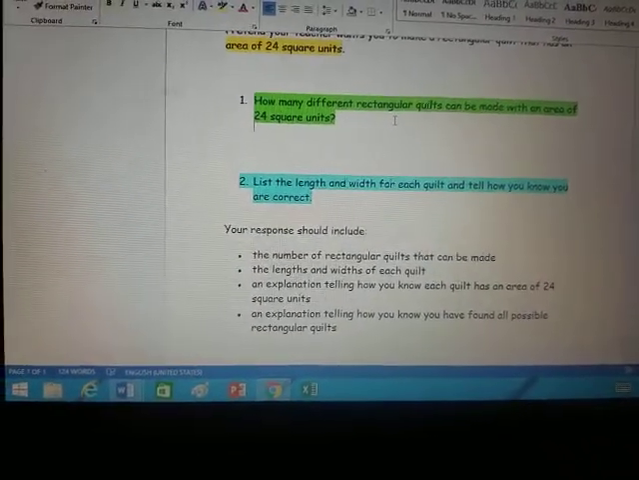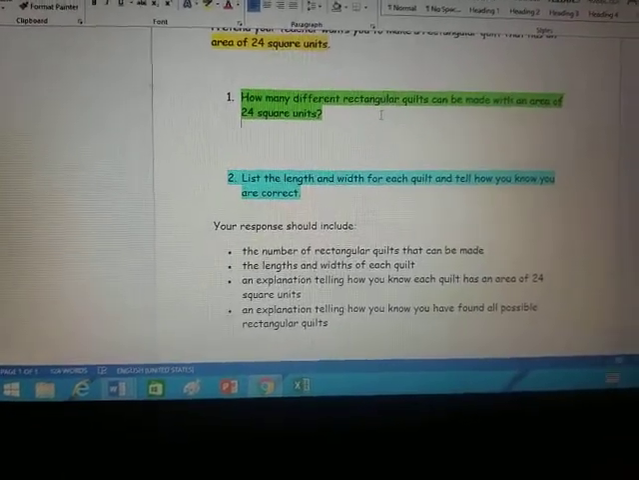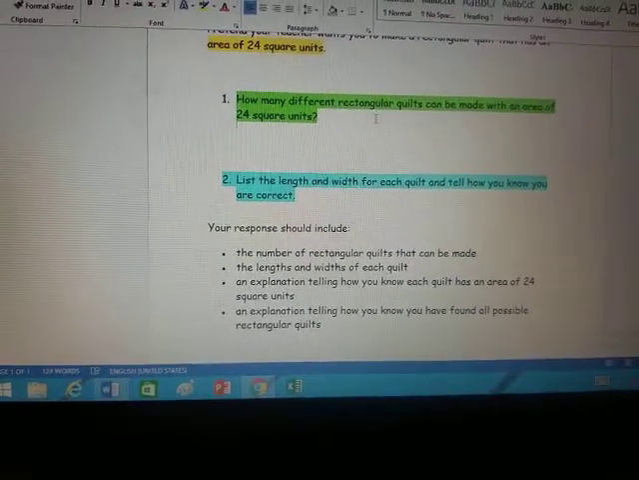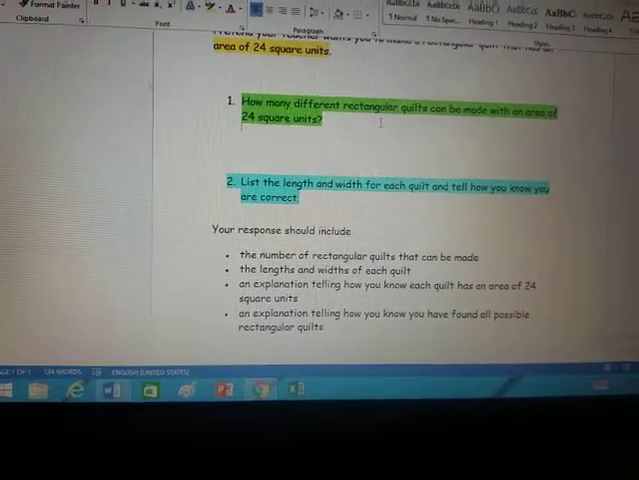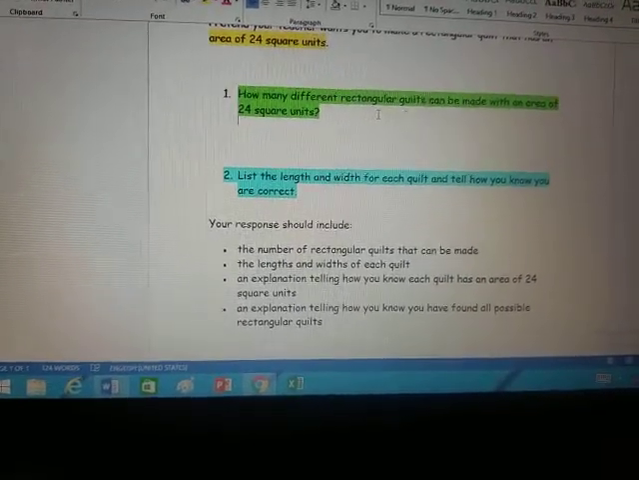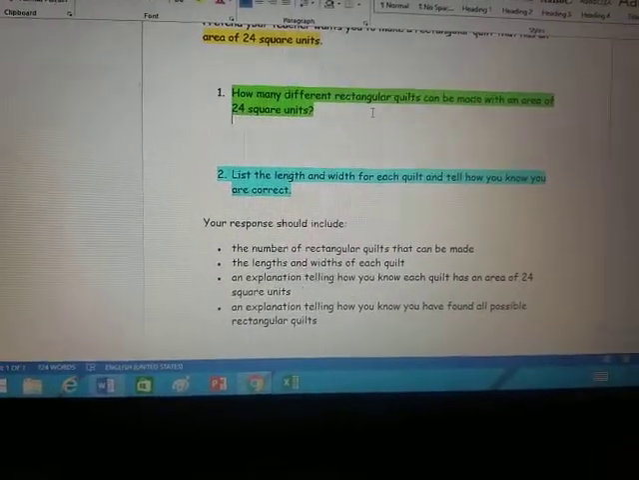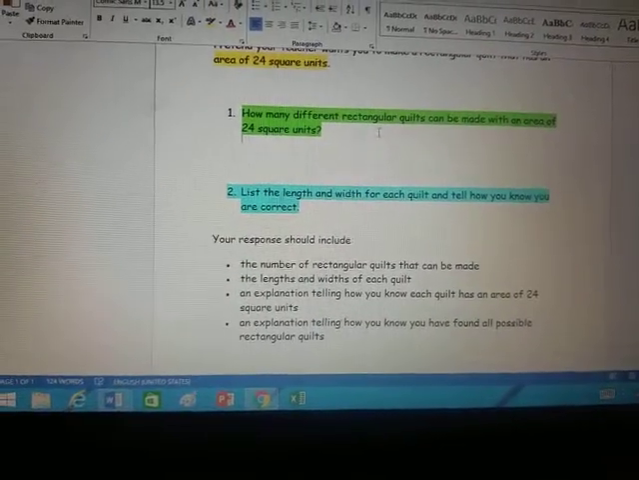Does 3 times something equal 24? Yes. So that's another rectangle you can make. Does 4 times something equal 24? Yes, actually it does. That's another rectangle. Does 5 times something equal 24? Keep going till you come up to 24, and count how many rectangles you can make with that. And just tell me how many different rectangles you can make with that and list them.